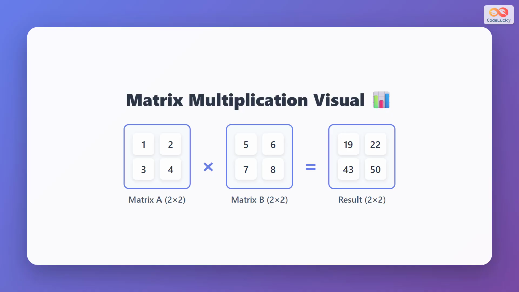Let's see matrix multiplication in action with a concrete example. When we multiply a 2 by 2 matrix A containing values 1, 2, 3, 4 with another 2 by 2 matrix B containing values 5, 6, 7, 8, we get a result matrix with values 19, 22, 43, and 50. Each element in the result is calculated by taking the dot product of the corresponding row from matrix A and column from matrix B, for instance. The first element 19 comes from multiplying 1 times 5 plus 2 times 7.